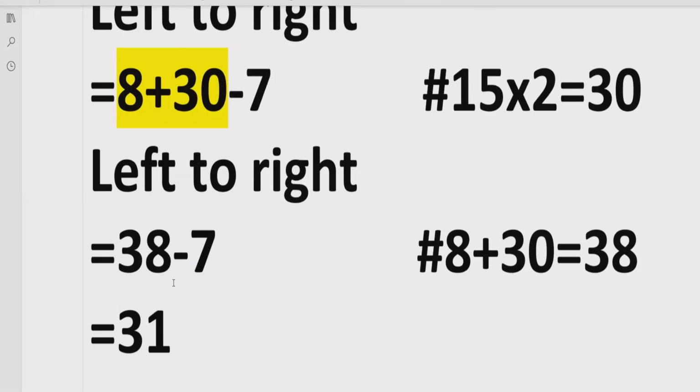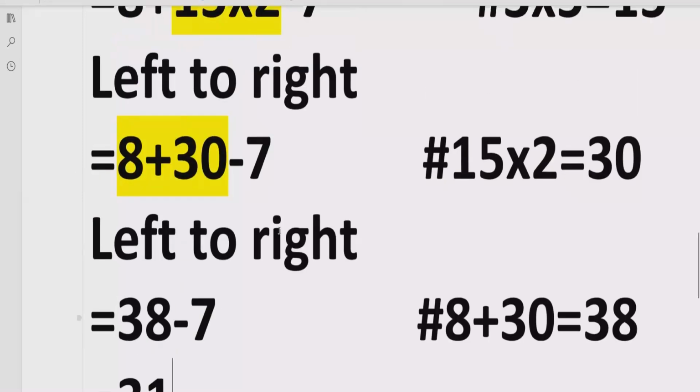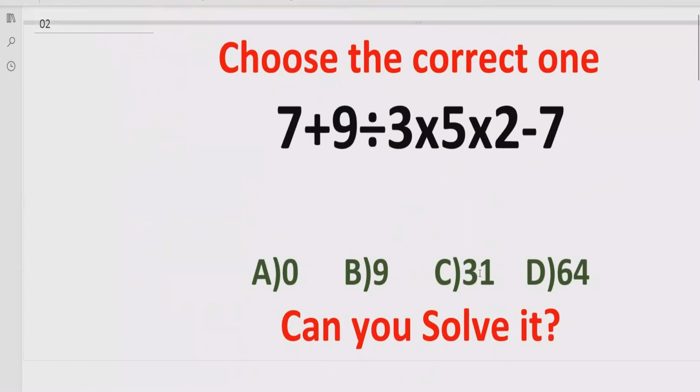So the answer of the given expression is 31. If you see the answer list, answer C is the correct answer of this expression. So this is the correct answer of this expression. I hope you understand how you can solve the given expression using the PEMDAS and BODMAS method and find out the correct answer. So that's it for today.